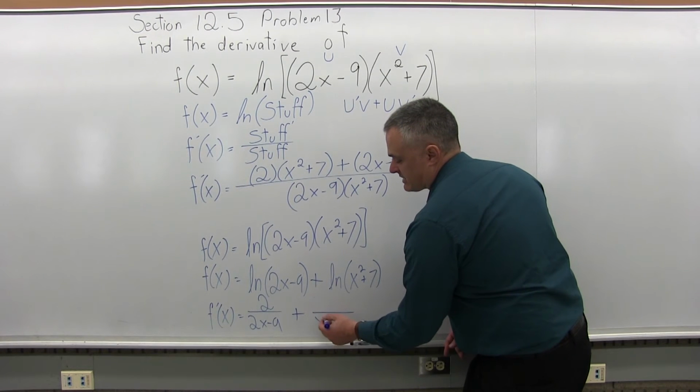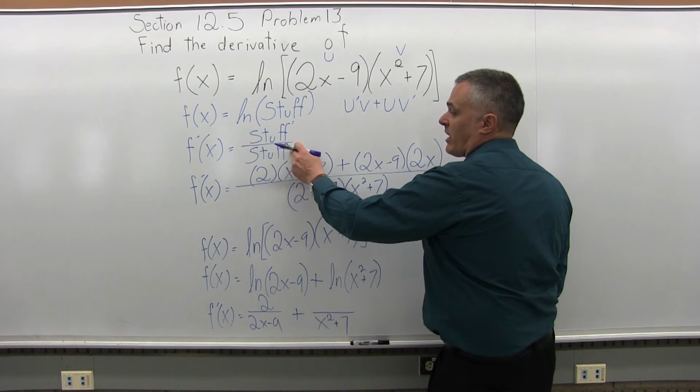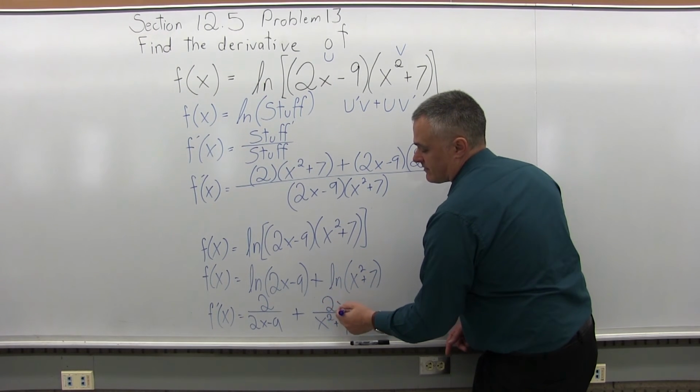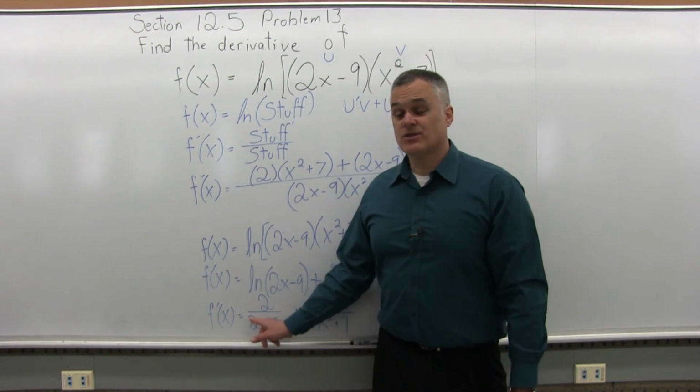So then I do plus the natural log of x squared plus 7. So the x squared plus 7 goes in the denominator. Again, that's the stuff in my stuff formula. And then stuff prime, 2x to the first power, the 7 goes away. And that's the answer in one line.